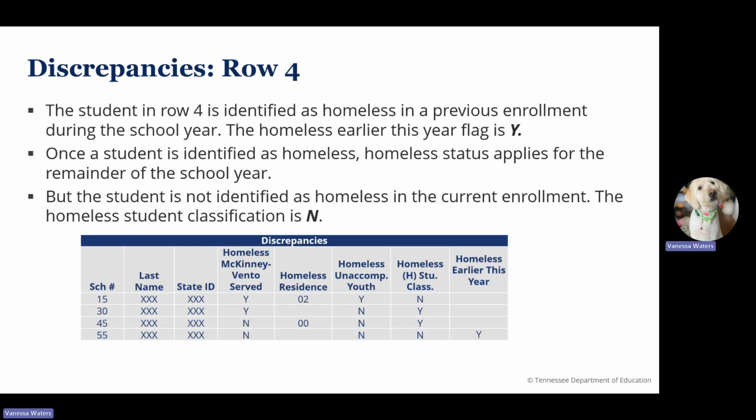Last, the student in row 4 is identified as homeless in a previous enrollment during the school year. The homeless earlier this year flag is Y. Once a student is identified as homeless, homeless status applies for the remainder of the school year. But the student is not identified as homeless in the current enrollment. The homeless student classification is N.